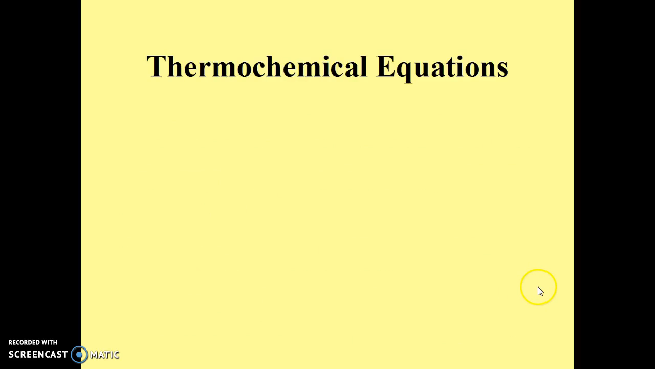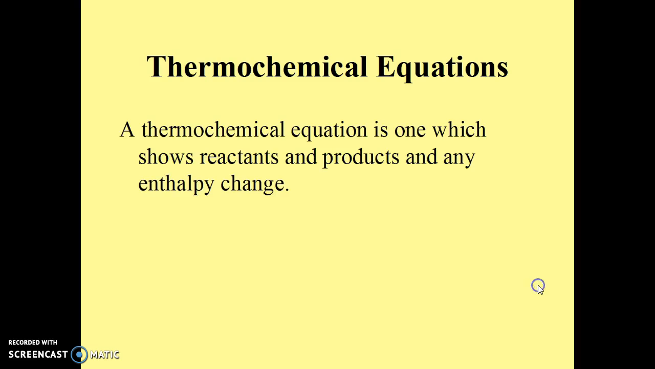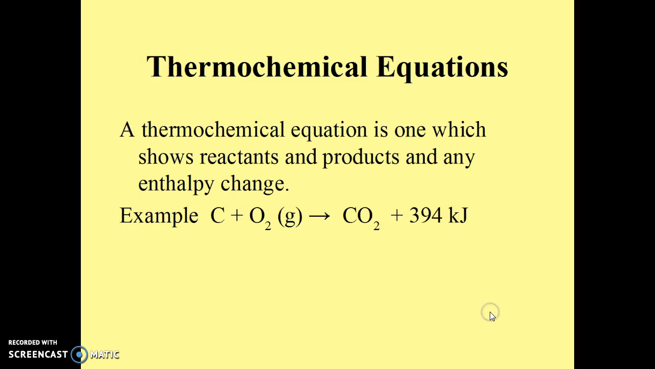You will often see thermochemical equations and you will write them. A thermochemical equation is one which shows the reactants and products, like any chemical equation, and also the enthalpy change. Example: you can show the burning of carbon in oxygen to form carbon dioxide with a chemical equation like this. You can also show that it produces 394 kilojoules by showing the heat produced as a product.